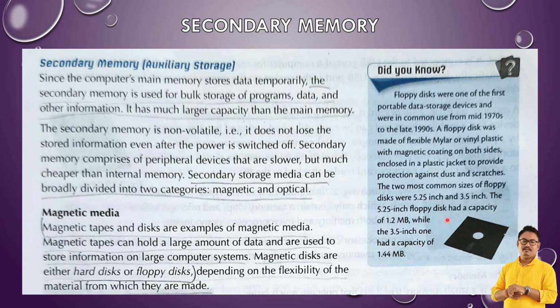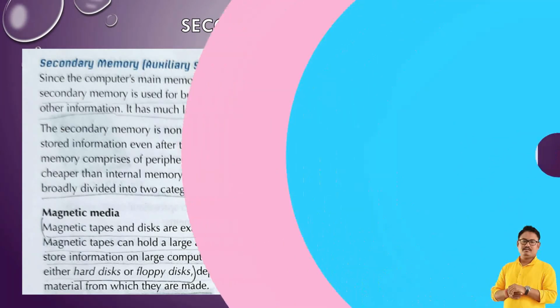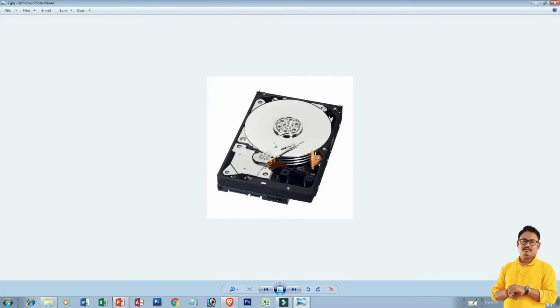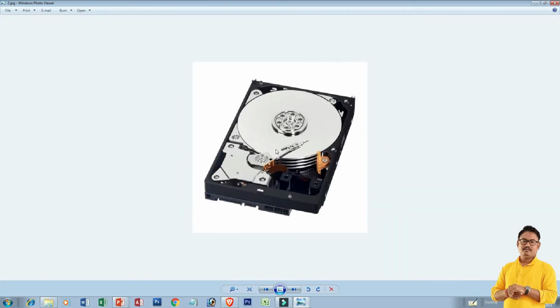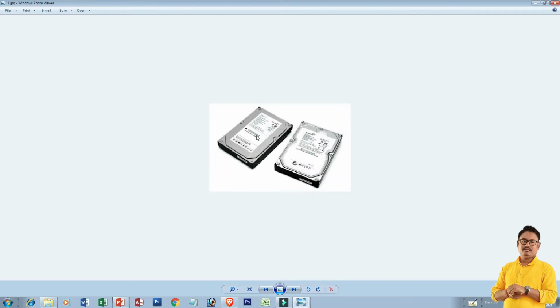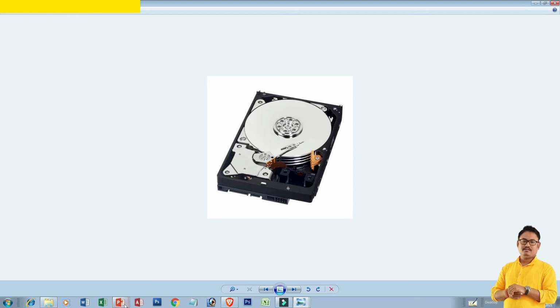This is the floppy disk, which was explained already. People are now using this less. The hard disk, students already know about the hard disk. So the hard disk looks like this. Okay, this is the hard disk, and inside the hard disk it looks like this. All the information and data is stored inside this.